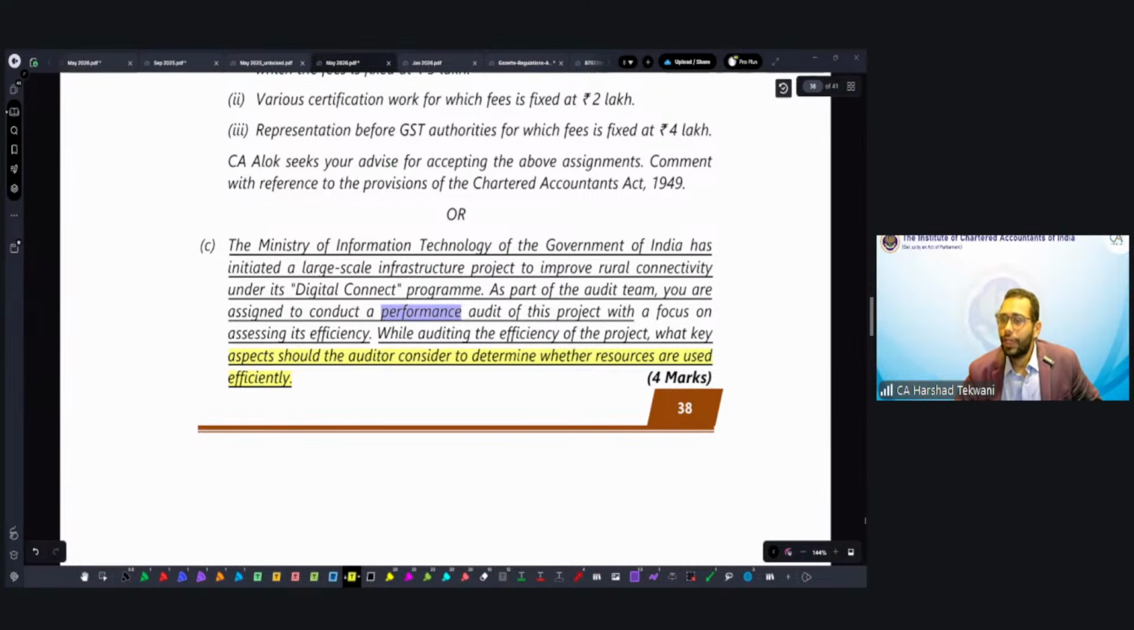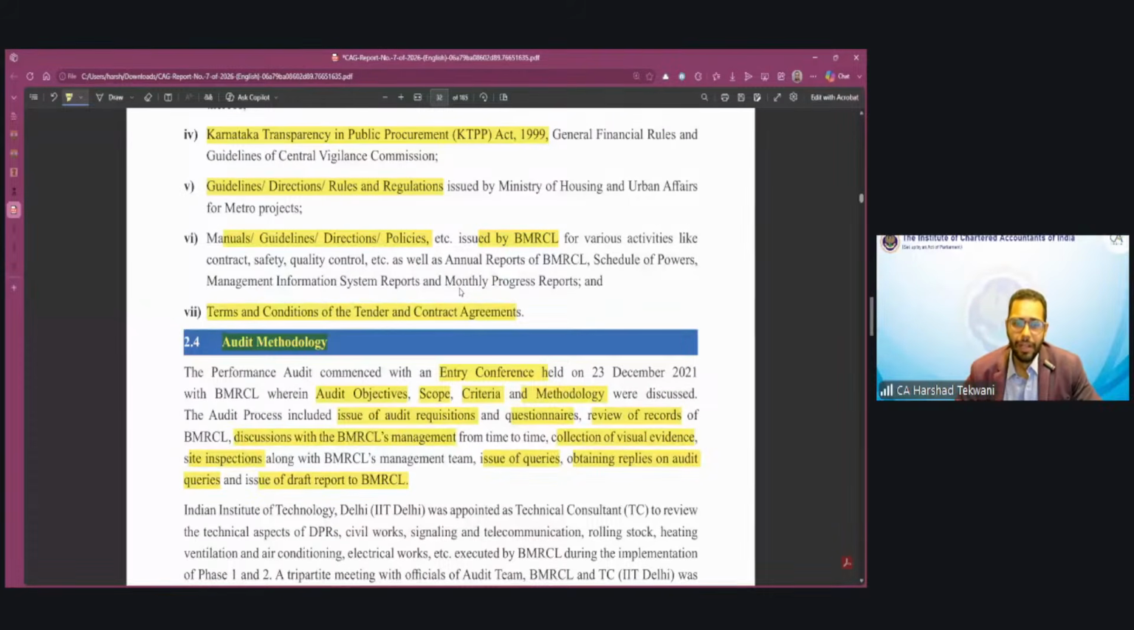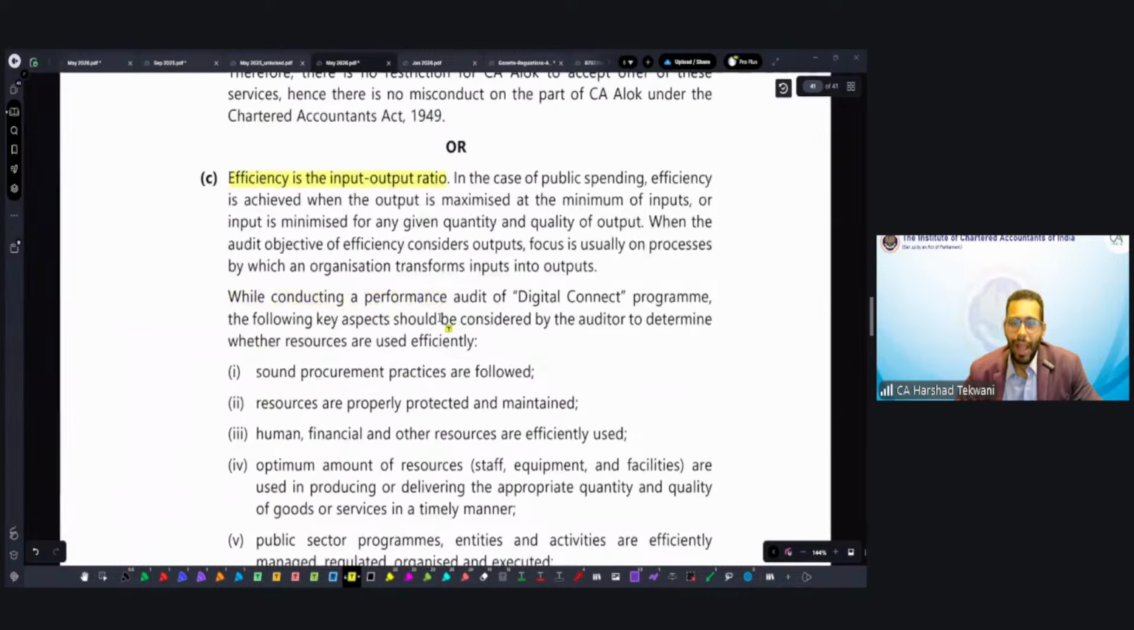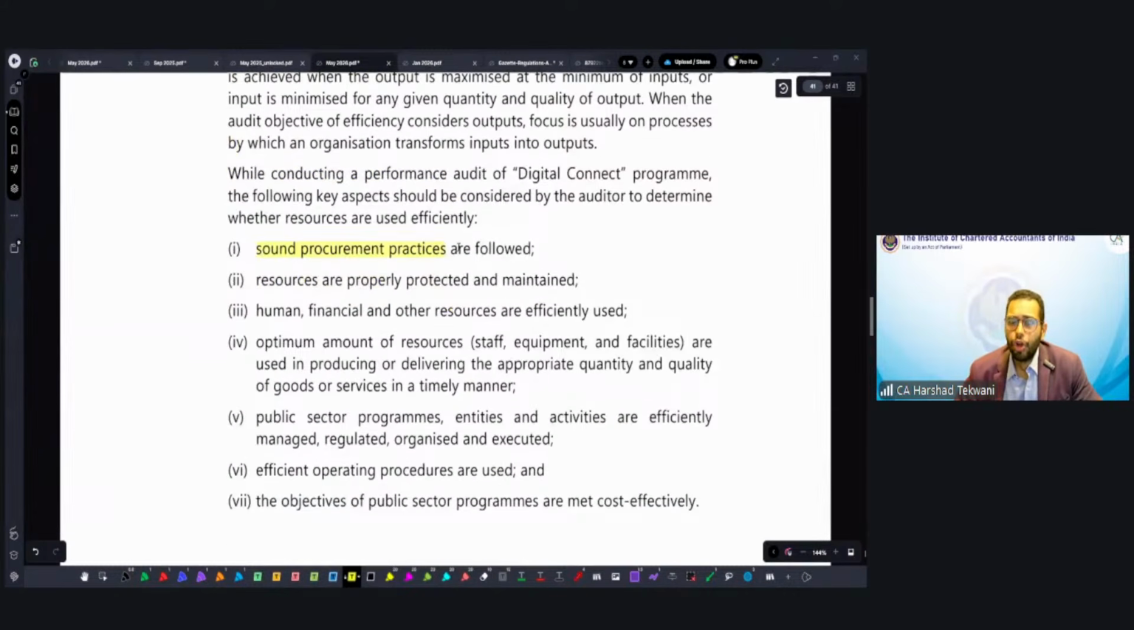Okay. So if we see some answer to this question: efficiency is the input output ratio that we discussed. And some areas: sound procurement practice. As I said, sound practices in procurement, utilization and allocation should all be there. Resources are properly protected and maintained. There should not be any wastage. Resources, including human and financial, are efficiently used. Optimum amount of resources are used in production so that you can get the best quality, best output.